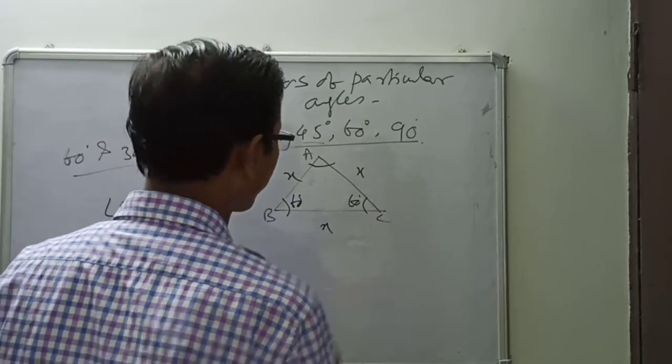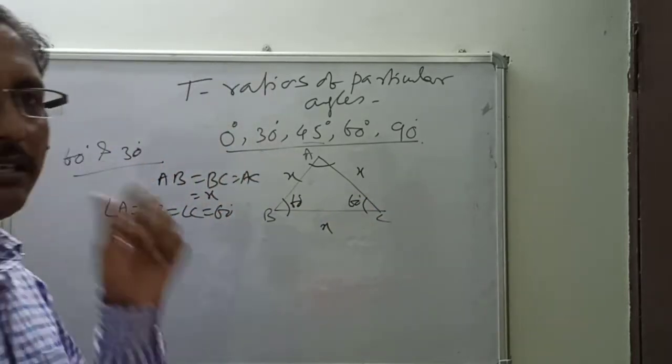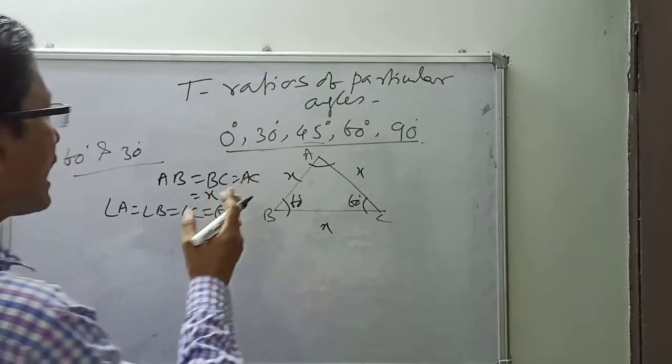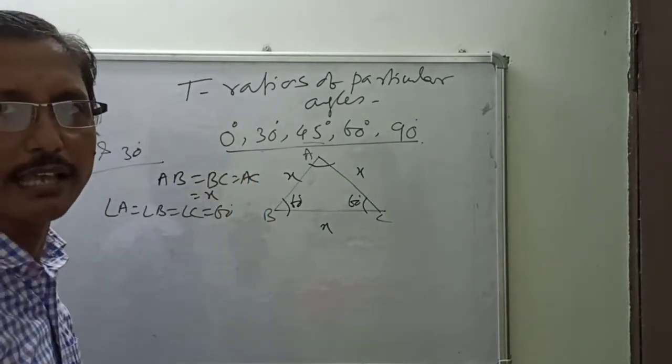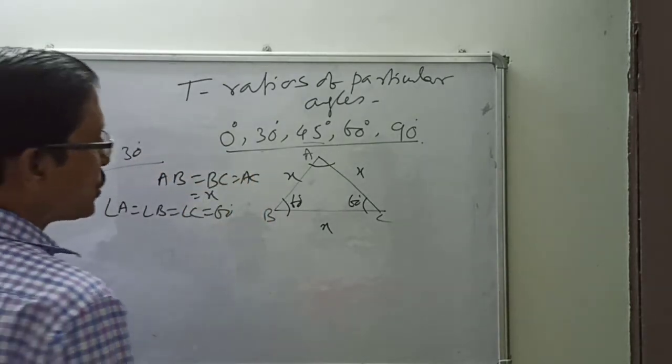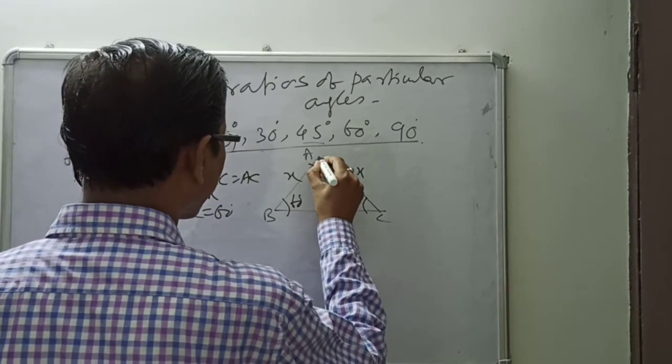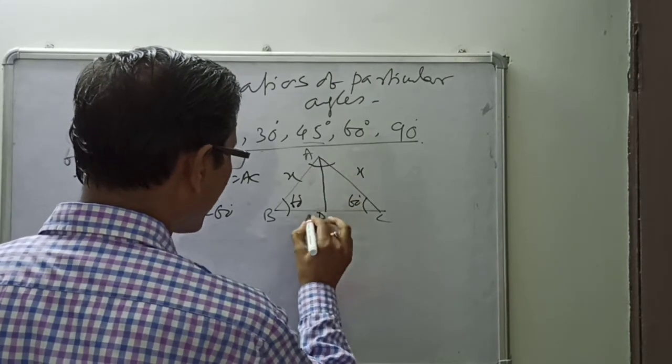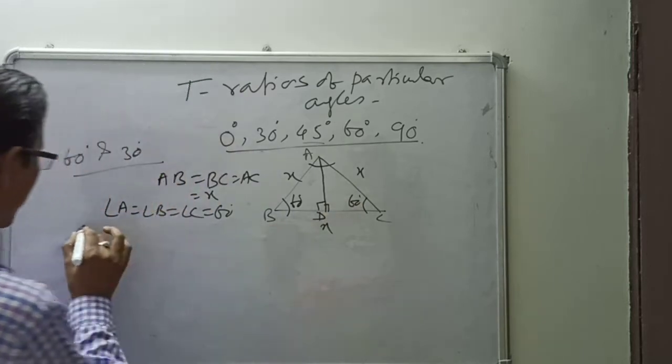But we have to get a right triangle to apply trigonometry. So what will you do? You have to make it a right triangle. So what have we done? Draw AD perpendicular to BC.